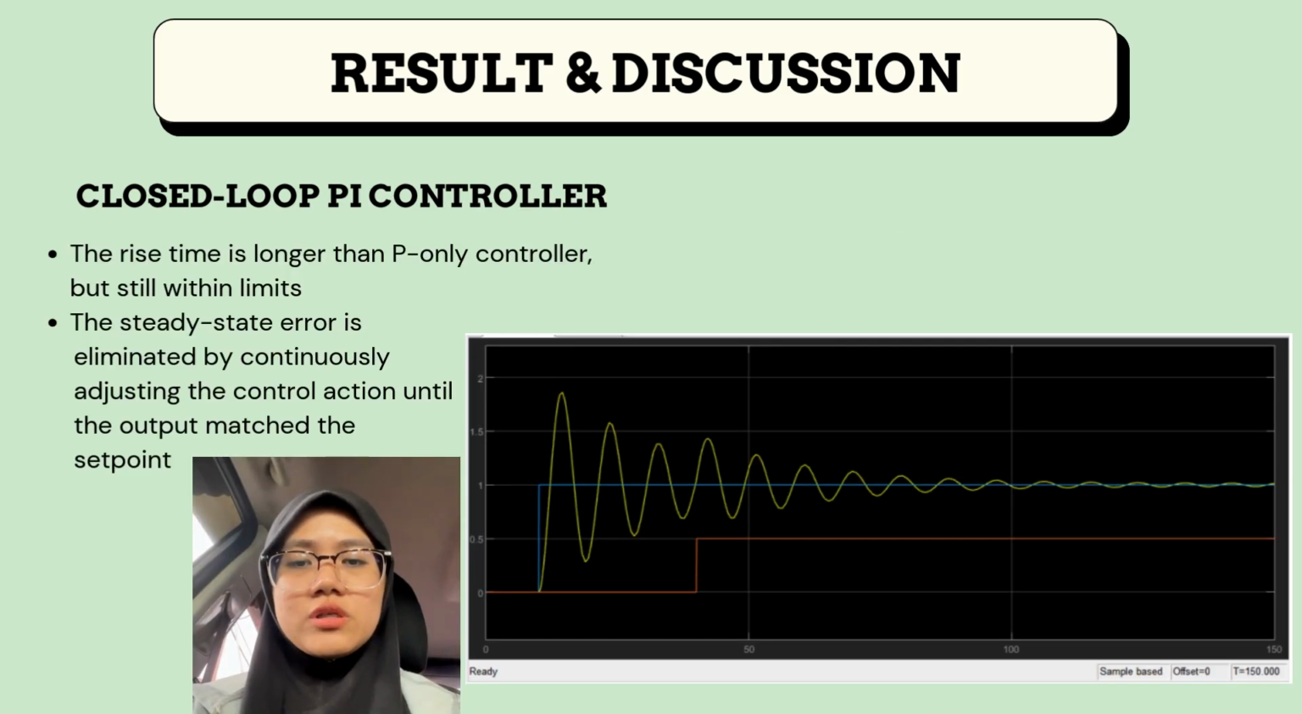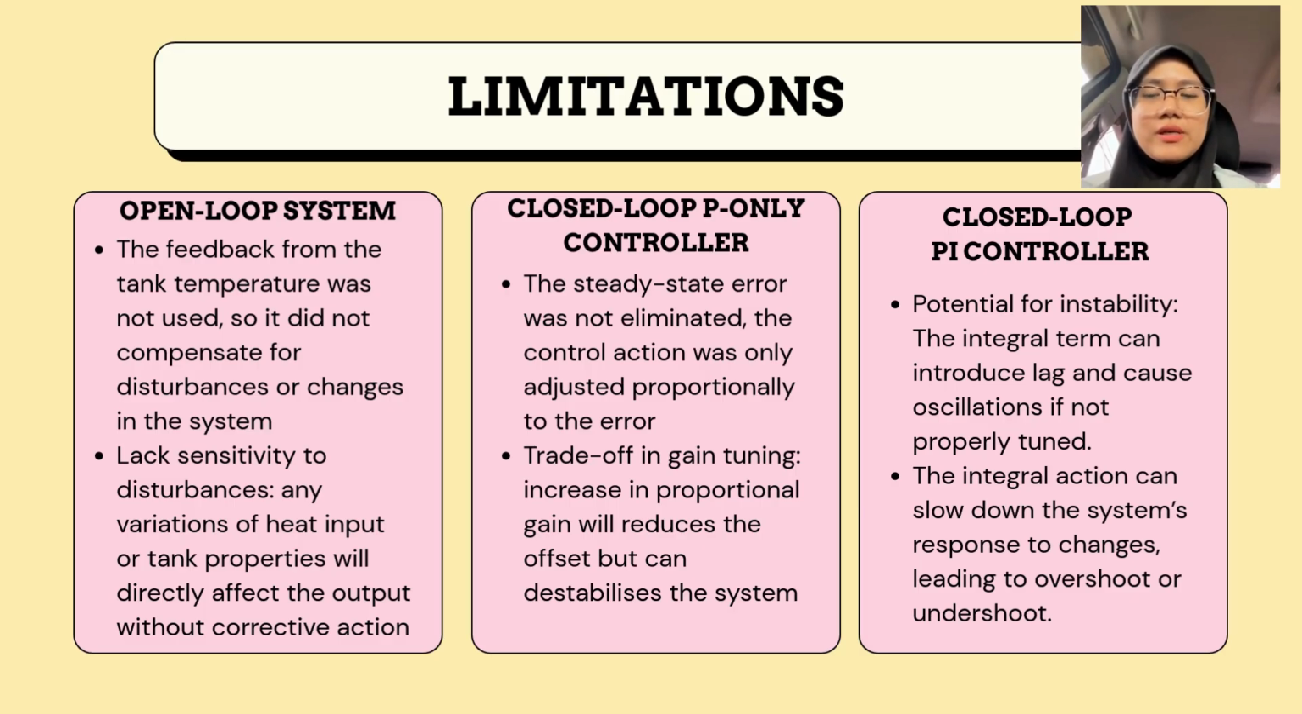When the PI controller was implemented, the system performance improved further. The integral action eliminated the steady-state error by continuously adjusting the control signal until the output matched the set point. While the rise time was slightly longer than the P-only controller, the response remained stable and accurate, with minimal offset and acceptable transient behavior. Next is limitation.